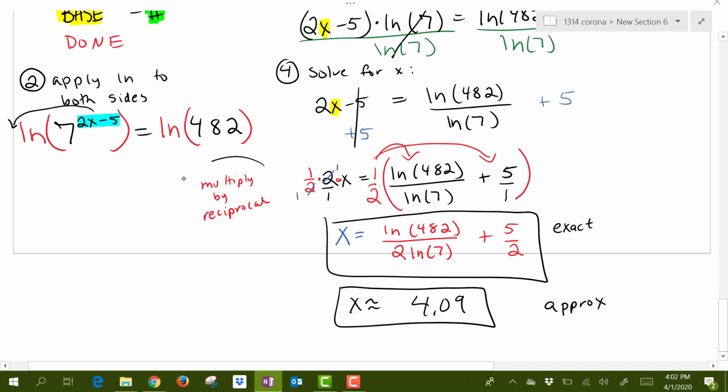So we might have learned a new strategy here: to multiply by the reciprocal. Keeps things looking a little bit nicer and a little bit easier to type into Desmos.